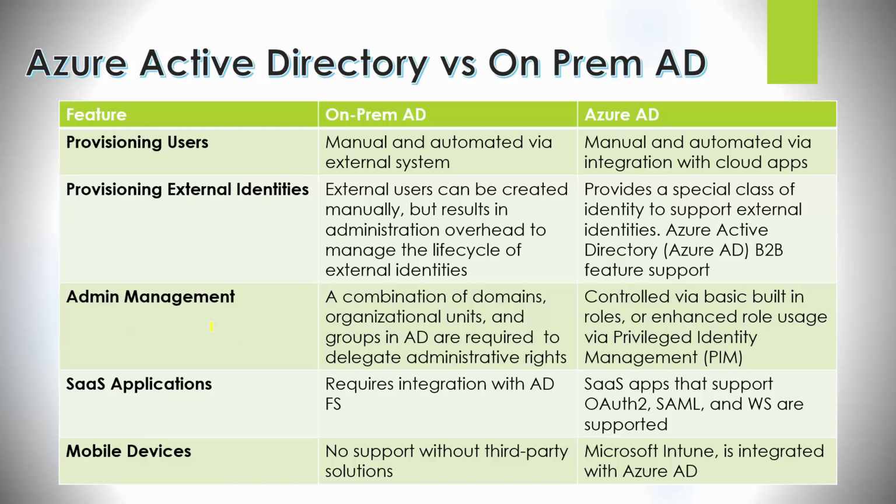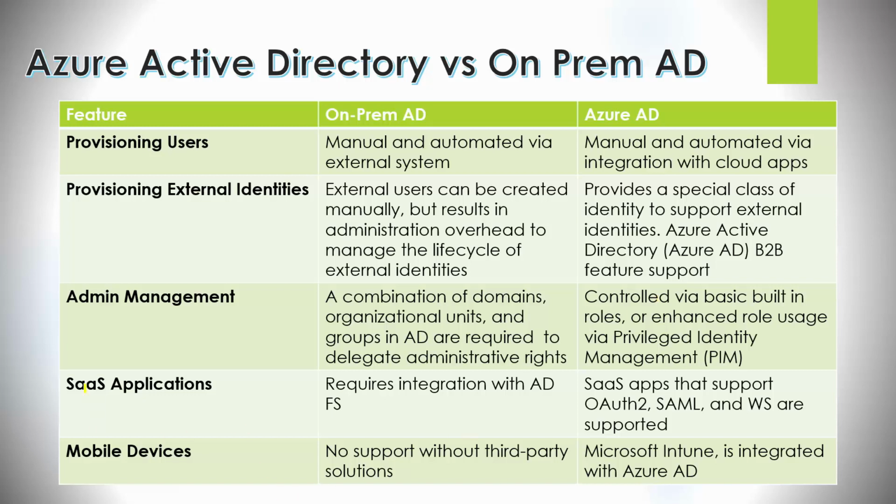And then we've got admin management here, and for the on-premise AD server, a combination of domains, organizational units and groups are used in AD to delegate administrative rights. But with the Azure Cloud, it's very different as it uses built-in roles and custom roles in a role-based access control system to control access to the identity system, the apps and the resources, and privileged identity management can be used for further control of access control.